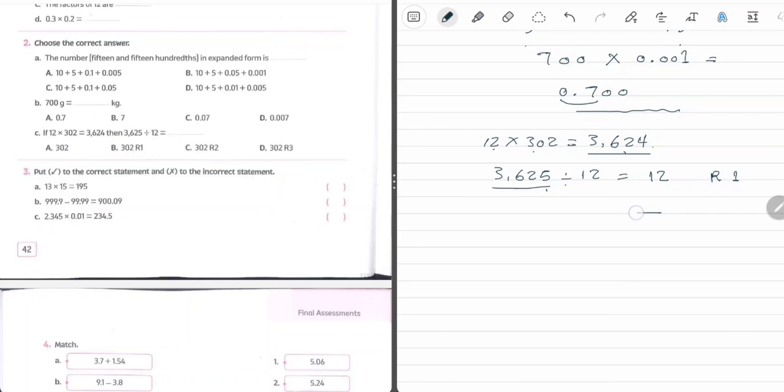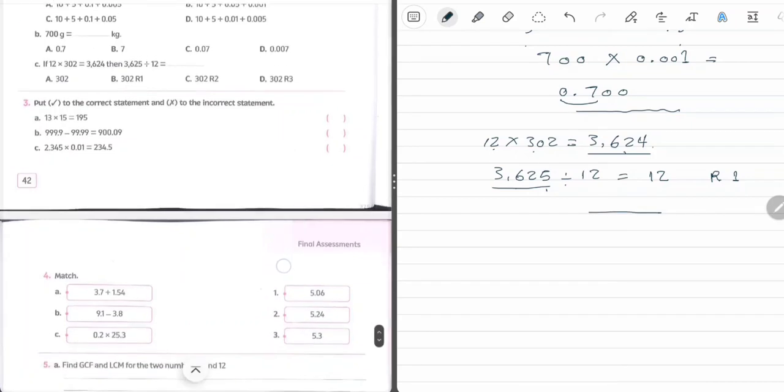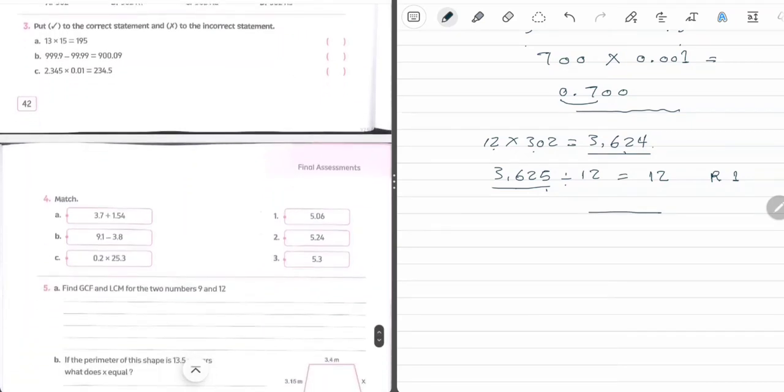It's okay. Let's move to number 3. 13 multiplied by 15 equals 195. Let's check whether it's true or not, right or wrong.